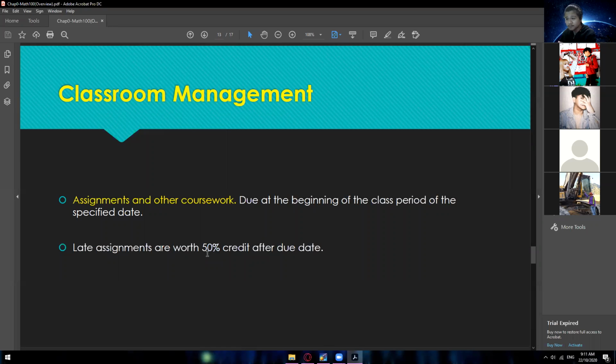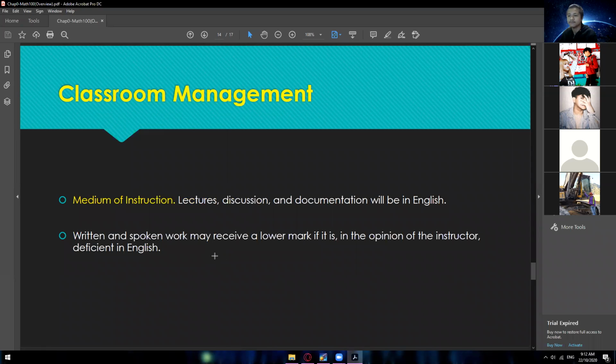Swerte kayo kapag hindi ko pa na-checkan. Okay? Pwede pa yon. Kasi hindi ko pa naman na-checkan. Pero pag na-checkan ko na, and then, ayun, nandun na yung score, tapos na-record ko na, tapos magsasubmit pa lang kayo, of course, 50% na lang yung credit nun. Okay?